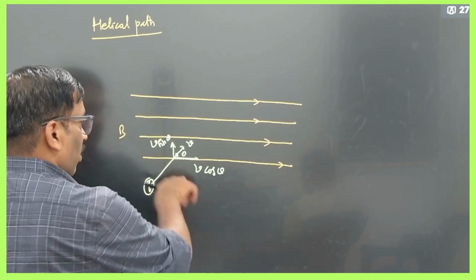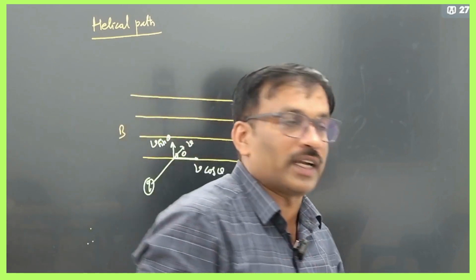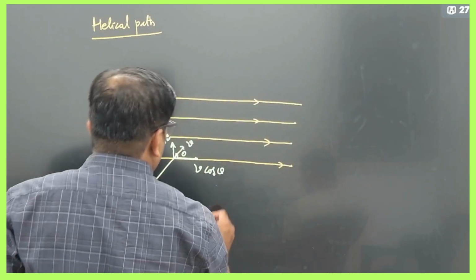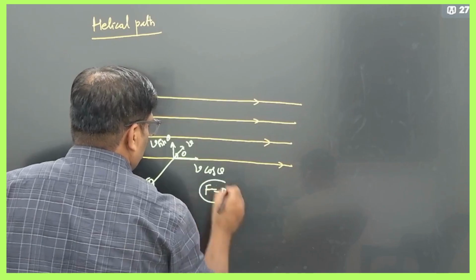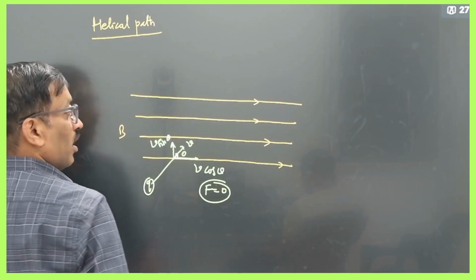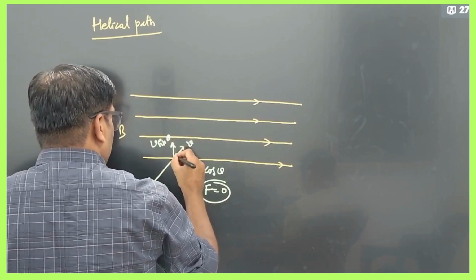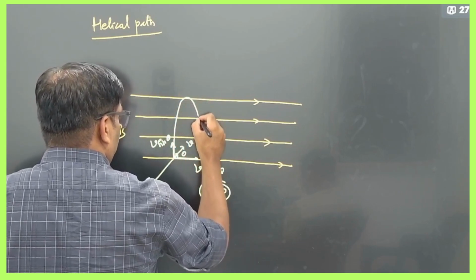When a particle is moving along the direction of the magnetic field, I told you it experiences a force of 0. So there is no force due to v cos theta. Which one will experience a force now? v sin theta will experience a force. It will make a circle, so due to this v sin theta, it will make the circle.